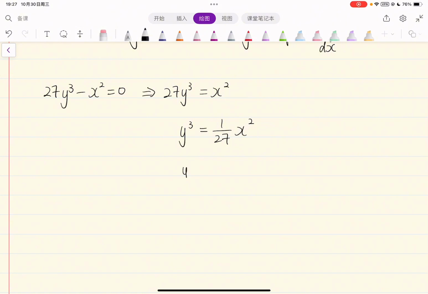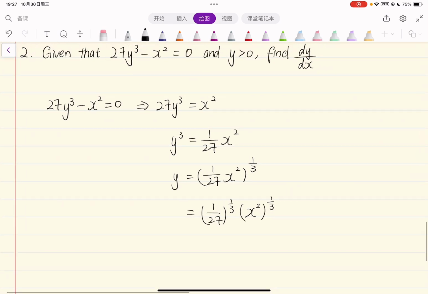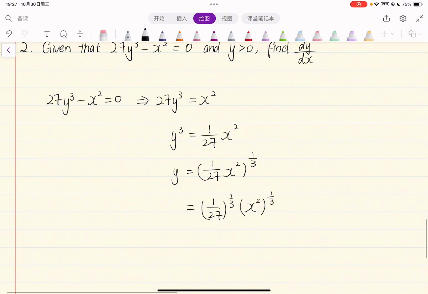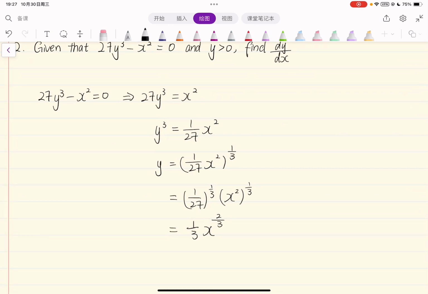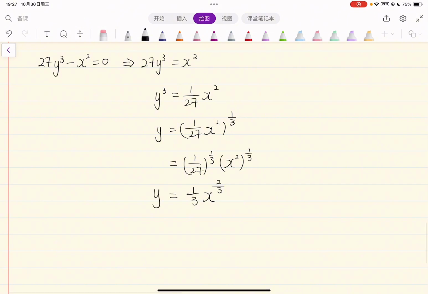And then we take the cube root of that. So we have 1 over 27 x squared to the power of one third. That equals 1 over 27 to the power of one third times x squared to the power of one third. Thus, we have 1 over 3 times x to the power of 2 over 3. So we have the expression of y in terms of x.